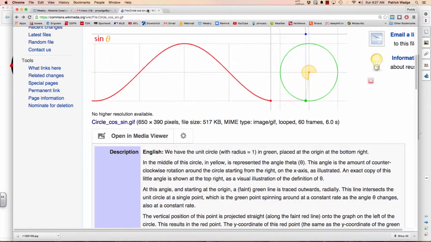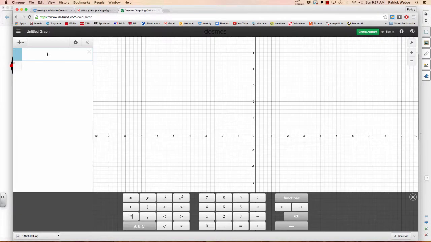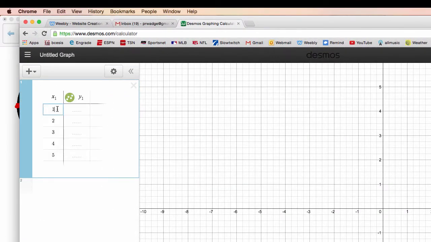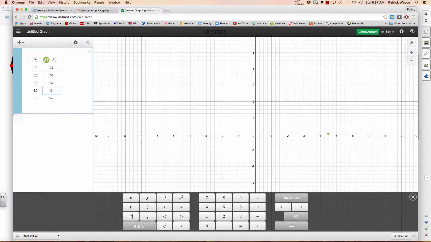So for that, let's go to Desmos. Here we go. So we're going to put a table, and if I remember correctly, the times were 0, 1, 1.5, 3, 4.5, and 6. And at the time 0, I remember was at 25, then it went up to 50, came back to 25, went down to 0, and then back up to 25. You can check that, but I'm pretty sure that's right.